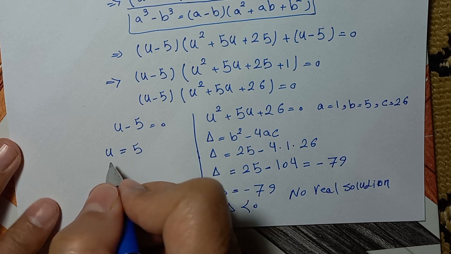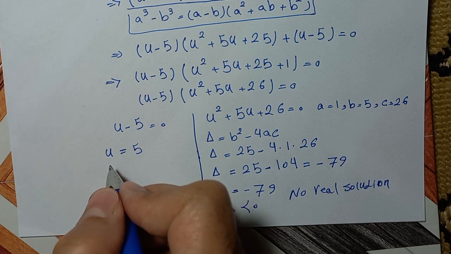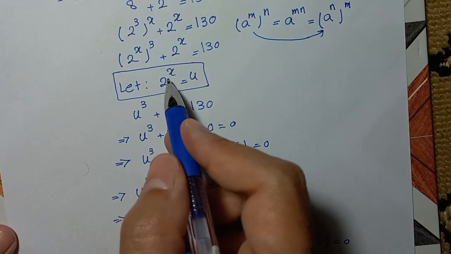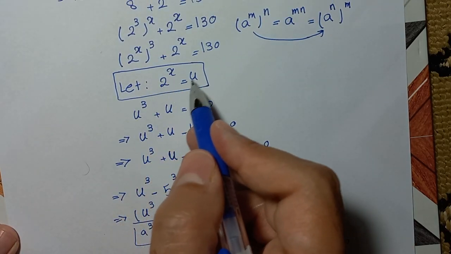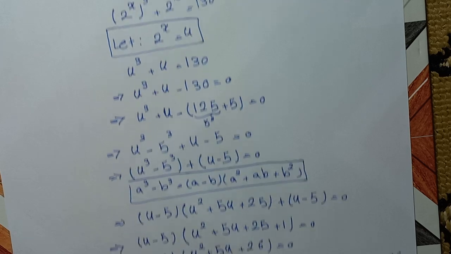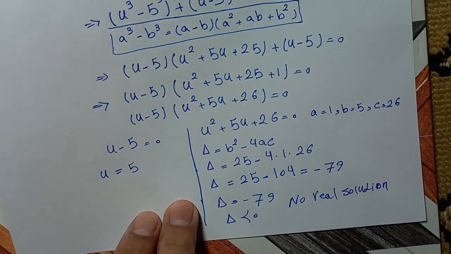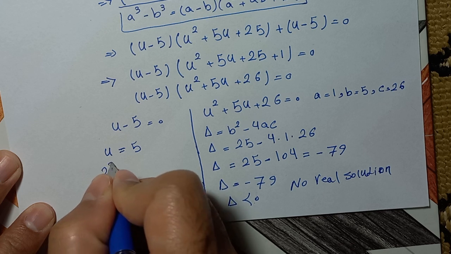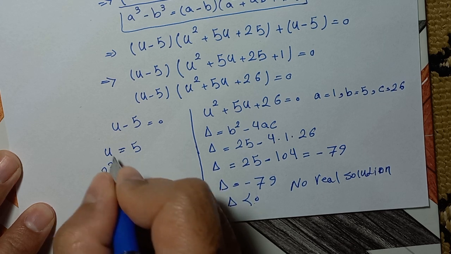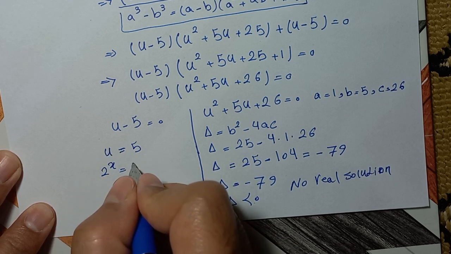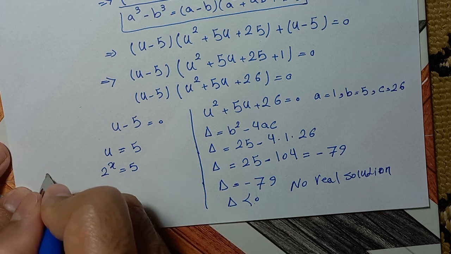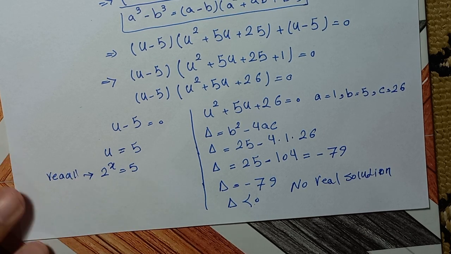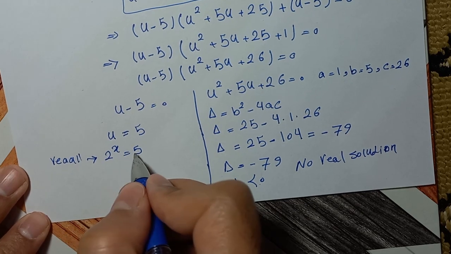And in next step, we recall this 2 to the power of x in here. 2 to the power of x, we let 2 to the power of x as u. So we write in here 2 to the power of x is equals to u, and u in here is 5. So 2 to the power of x is equals to 5. Here we recall 2 to the power of x is equals to 5.